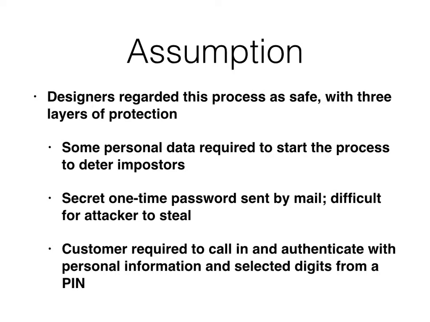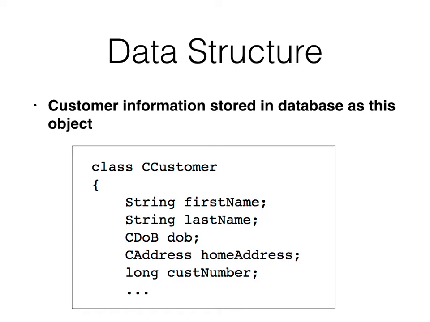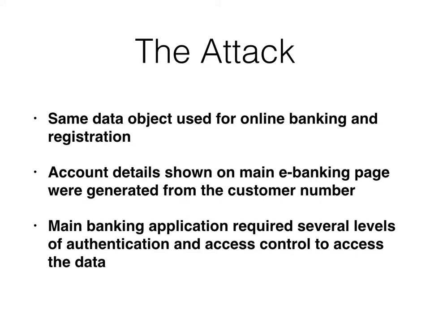Some personal data is required to start the process, so it shouldn't be possible for an unknown person to do it. The one-time password is sent by mail, not on the computer, and the customer has to call in and authenticate from information like part of a PIN or something, so they have some verification everywhere, and it's stored in a database. There's an object like this, first name, last name, database, all this jazz. Okay, so that was their original system, and that was fine.